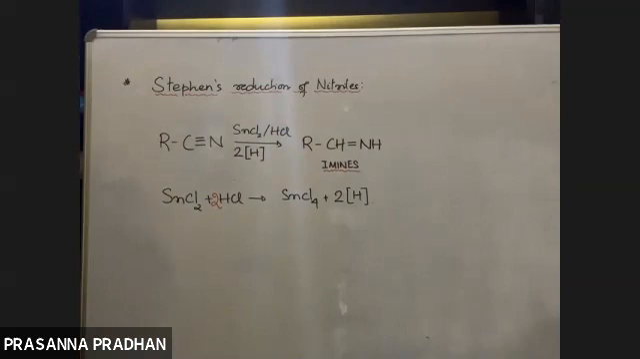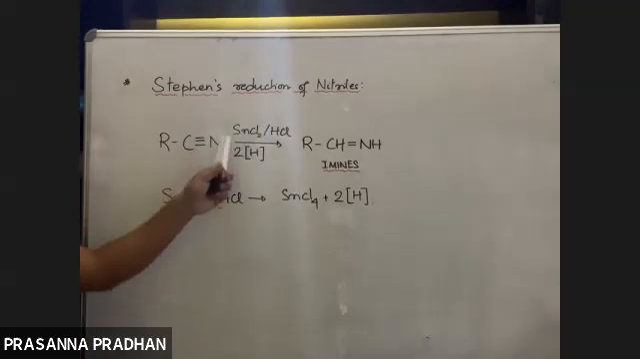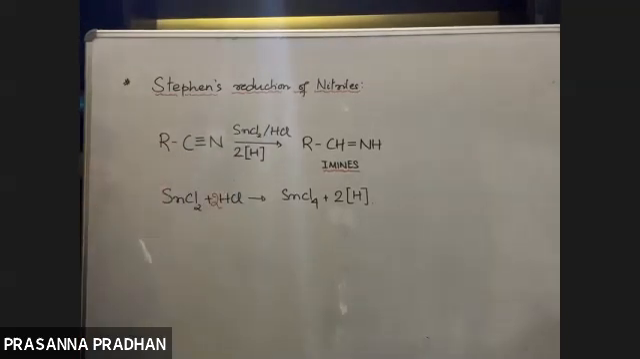Okay. So remember, we must choose this particular reagent, not any other reducing agent. We can't use lithium aluminum hydride. We can't use hydrogen nickel. We must use this particular reagent, okay? Because this will only react to produce 2 nascent hydrogen like this.